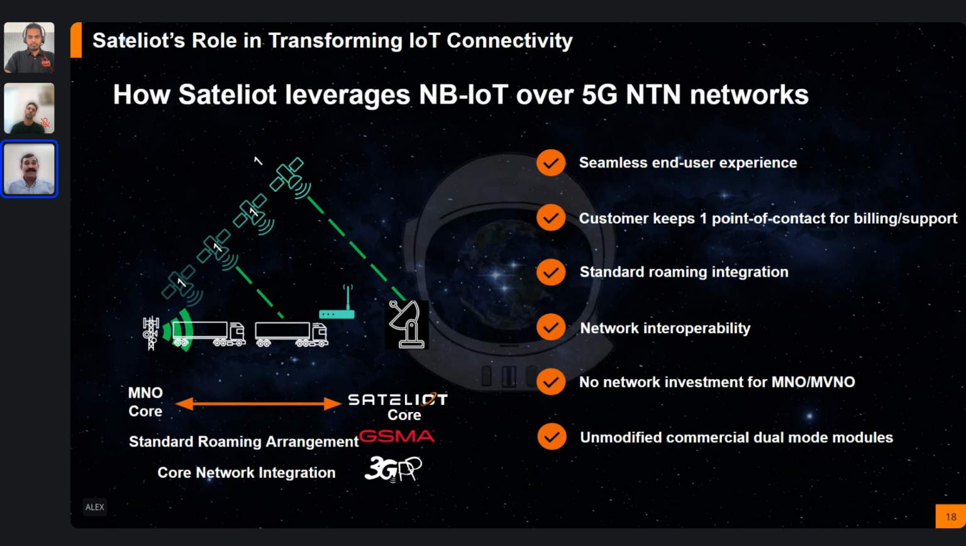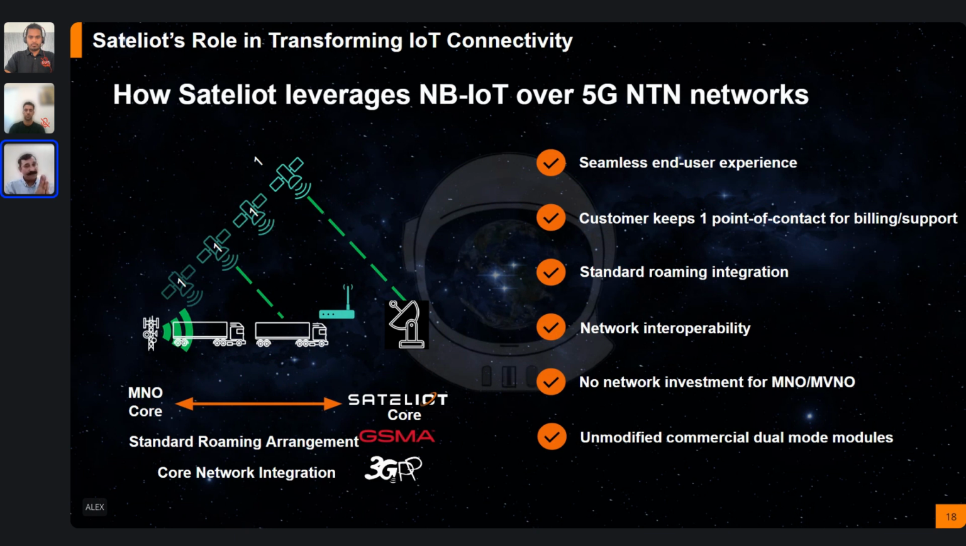You do not need additional network investment on implementing the narrowband IoT network for your customers; we will take care of it from the roaming side. So from an integration perspective, it's standard. From a network investment perspective, there is no such investment for MNOs and MVNOs. And then, as I mentioned earlier, we are talking about unmodified commercial dual mode modules, thanks to the work being done in the ecosystem.